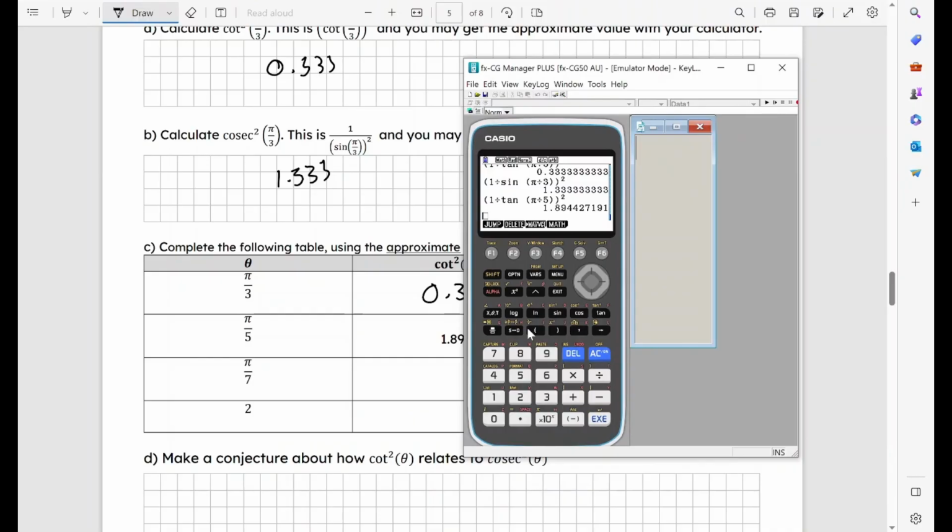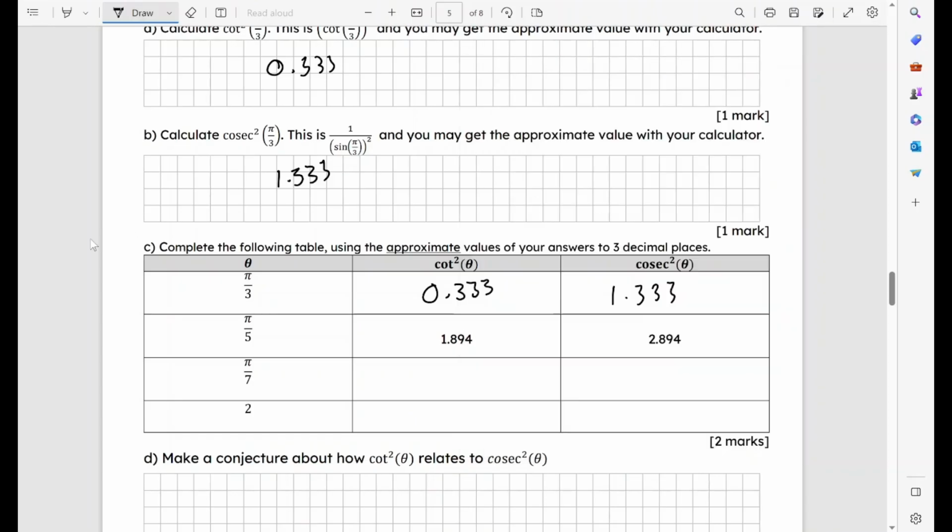All right, so next we're going to go 1 over tan of pi over 7. So that is cot of pi over 7 that I've just worked out. Pi over 7, close your brackets and you will square that. And that's going to give you 4.312.